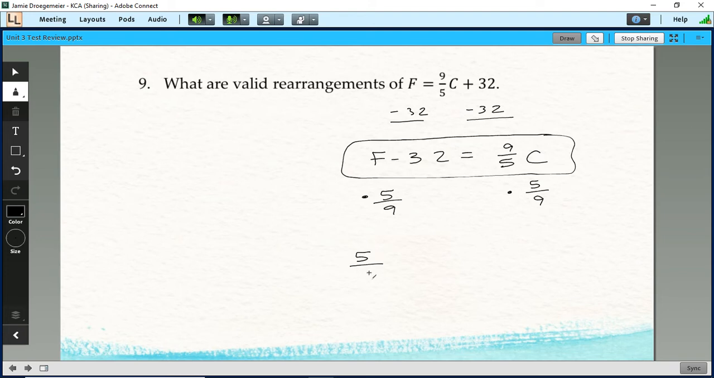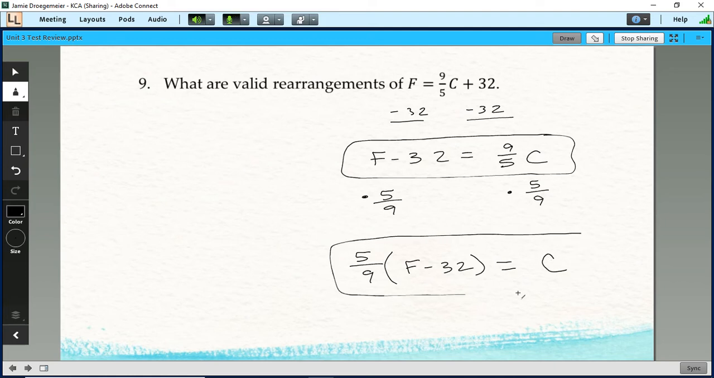And so on this side, I would have 5/9 times the F minus 32. And on the right side, the 9/5 times the 5/9 equals 1, so that's just 1C, or C. So these would be two possible ways that we could rearrange that particular equation.